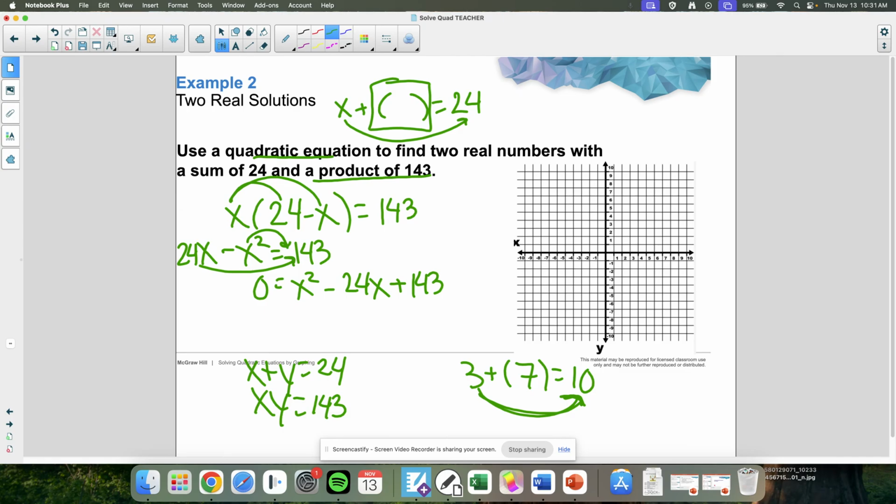When we graph this quadratic, we find the vertex first. What formula gives us our vertex? Negative b over 2a. What is the x value of our vertex? 12. How do you find the y value that goes with it? Plug it in. When you plug this one in, it will not be 0.